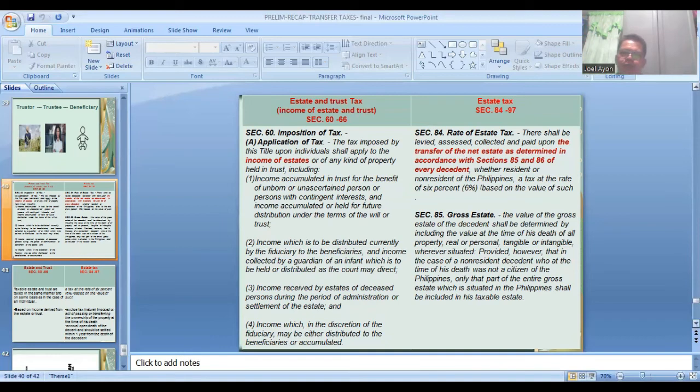Okay. Under section 85, once again, the gross estate. As compared to the estate and trust income, the value of the gross estate of the decedent shall be determined by including the value at the time of his death of all property, real or personal, tangible or intangible, wherever situated, provided however that in the case of a non-resident decedent who at the time of his death was not a citizen of the Philippines, only that part of the entire gross estate which is situated in the Philippines shall be included in his taxable estate.